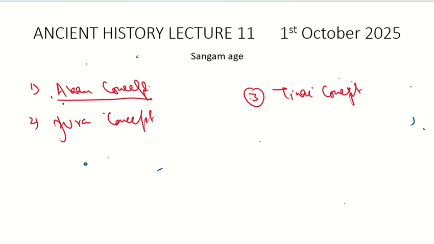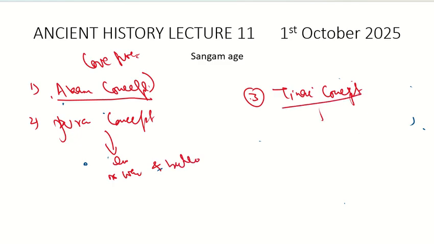So what is this Akam concept? This Akam concept talks about love poems. It is mostly related to love poems. The Puram concept talks about everything except love, mostly war. It deals mostly with wars and battles.